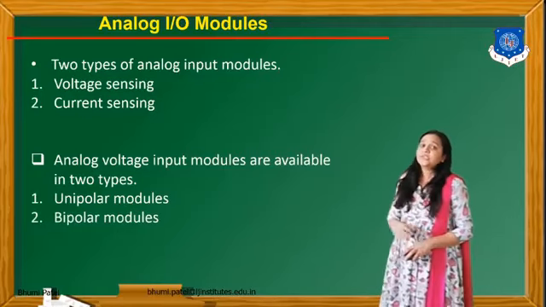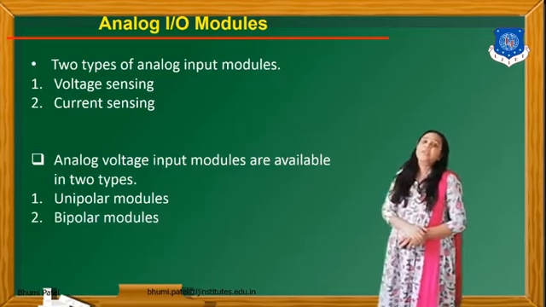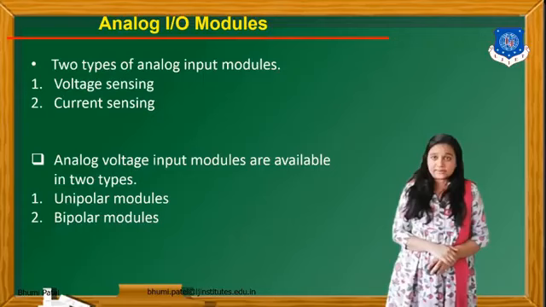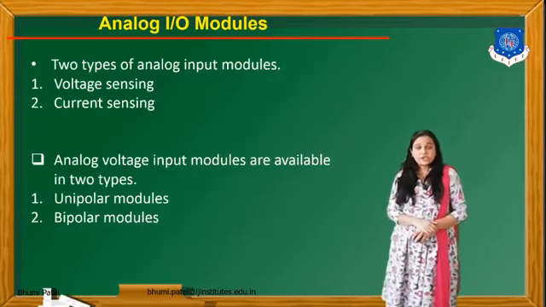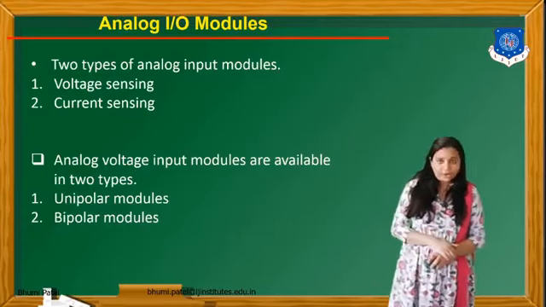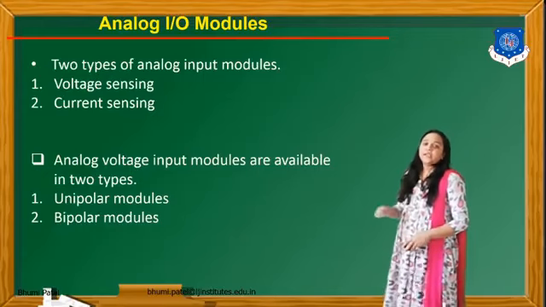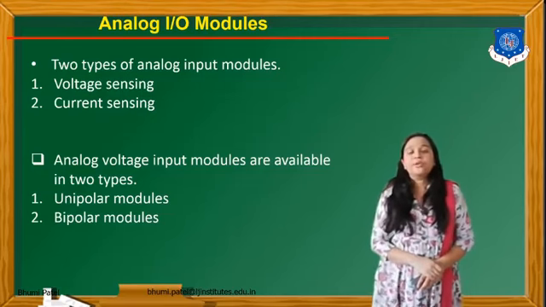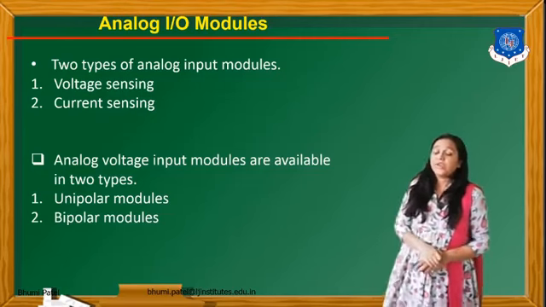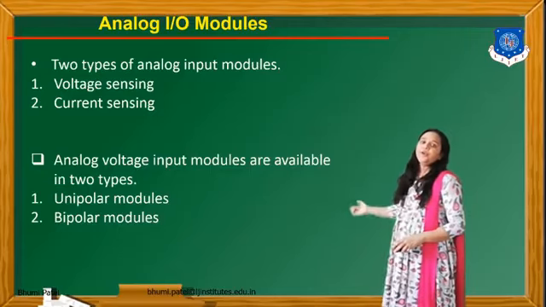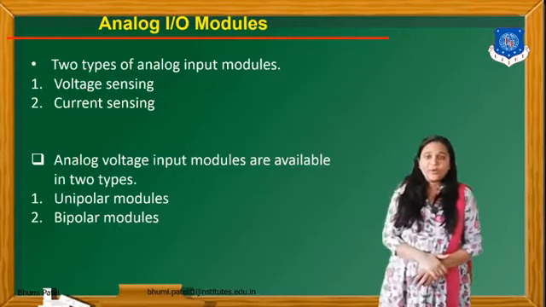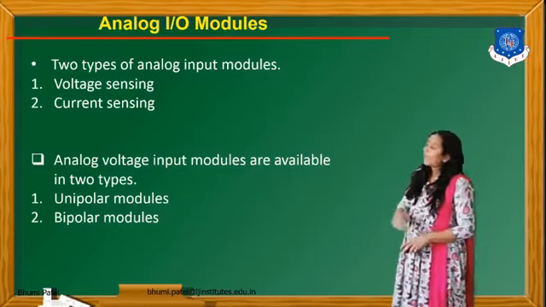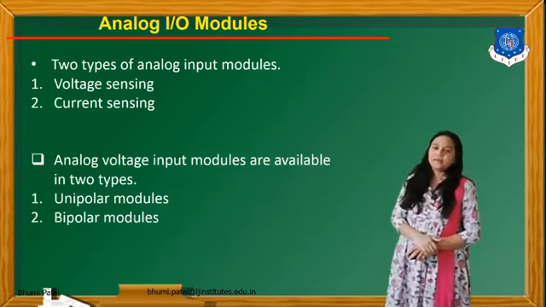Now the next module is the bipolar module. In the bipolar module, the input connection is in two directions. If we apply plus or minus 5 volts to the system, at that time we connect the analog input module in the bipolar direction. Okay, so depending upon the system, we have two options: unipolar module and bipolar module. And depending upon the input sensing, we have two types: voltage sensing and current sensing.